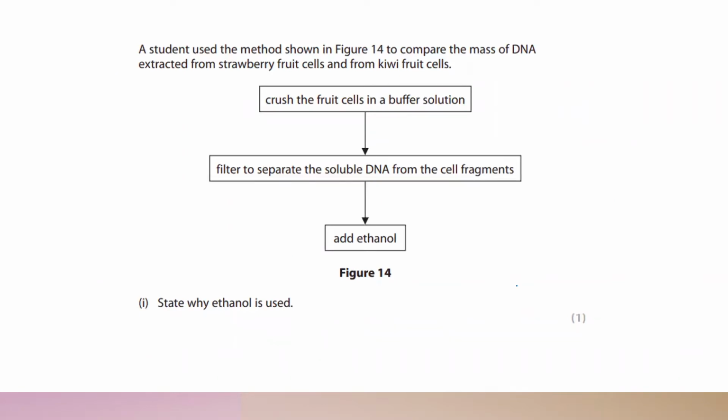So it says a student used the method shown in figure 14 to compare the mass of DNA extracted from strawberry fruit cells and from kiwi fruit cells. They crushed the fruit cells in a buffer solution, filtered to separate the soluble DNA from cell fragments, add ethanol. State why ethanol is used. So ethanol is used because DNA dissolves in it. The DNA dissolves in ethanol.